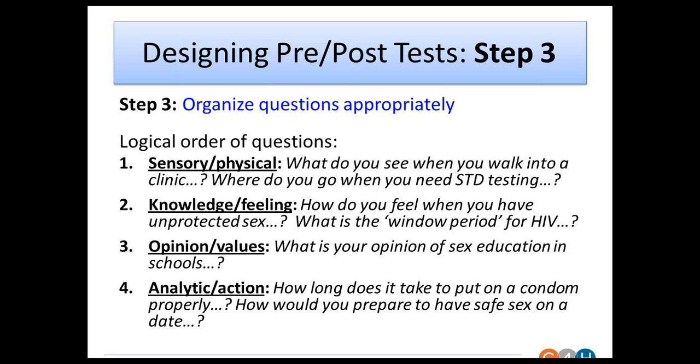Then we ask about knowledge and feelings, and then next about opinions and values, and finally analytic or action questions. Analytic and action questions are questions that ask participants to think about scenarios and indicate how they would act or what they would do, how they would think through things, and so forth. It basically combines all the knowledge, skills, beliefs, etc. from earlier in the test into something participants can use in real life. And it's important to remember that these questions should come last because they're the hardest and they build on everything that was asked earlier in the test.